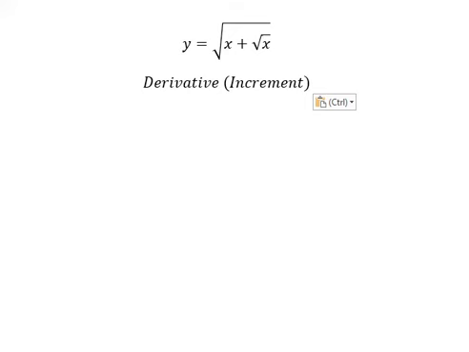Hello everybody. So today I will talk about calculus. The topic today is about derivative increment. So now I will show you how to answer.